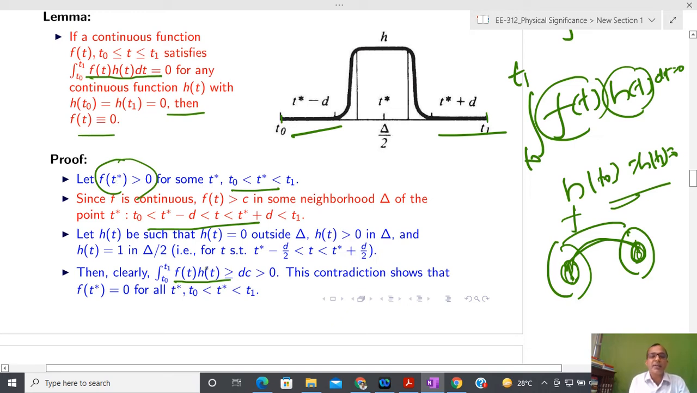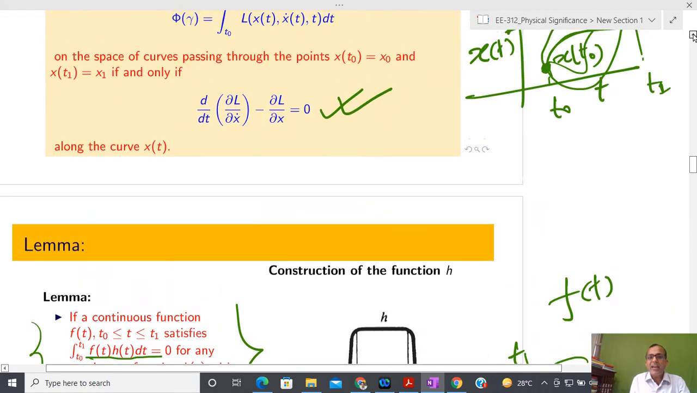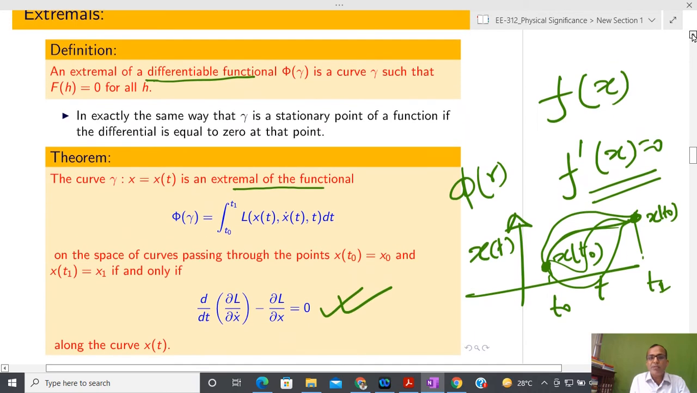So again some negative number comes into the picture. Okay, so due to that reason, whenever I have this kind of relation, I have only one option, that is f(t) equal to 0. Okay, so why are we taking the help of the lemma? It is actually evident from here.